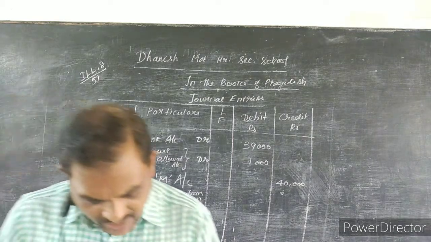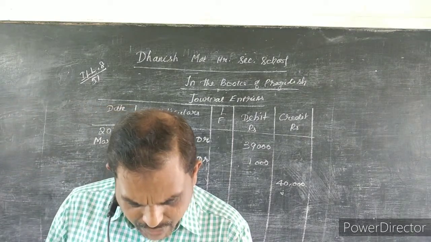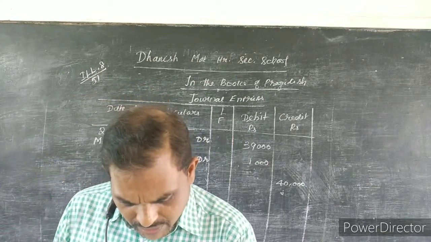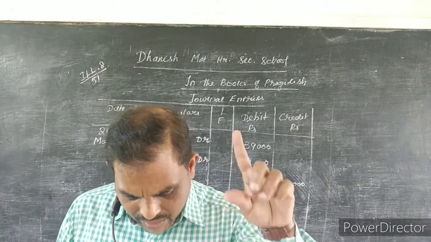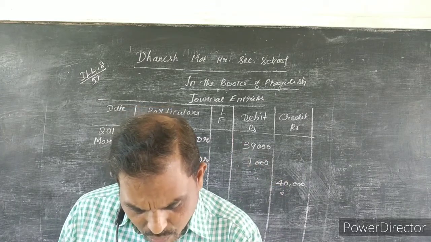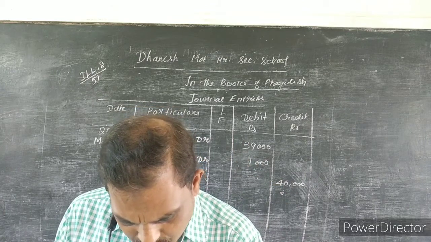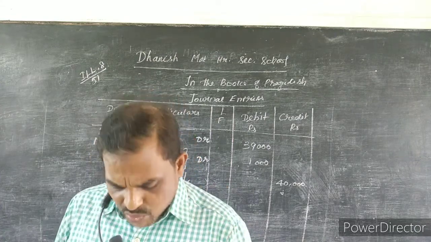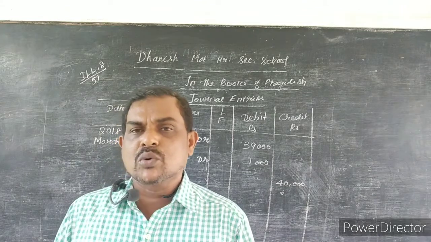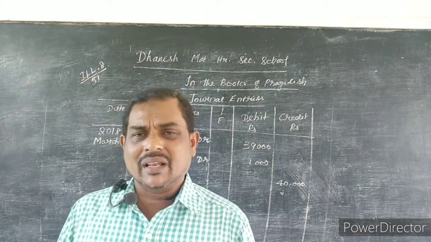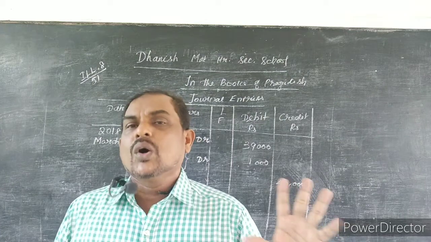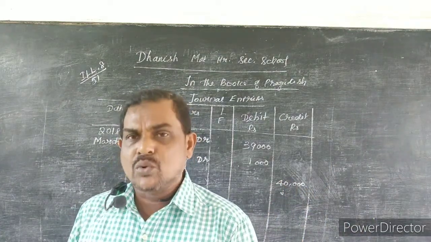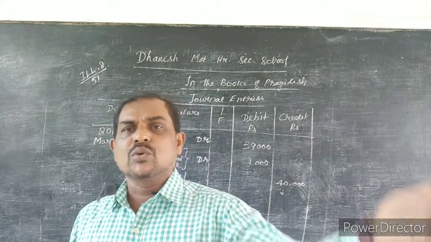Okay. What is the next journal entry? Goods returned to Y and company, rupees 4,000. Because we purchased goods from Y and company for 60,000. Out of 60,000, now I am returning rupees 4,000 of goods due to some damage or something like that. Whatever the reason may be. So I am returning the goods to whom? To Y and company, because I purchased the goods from Y.